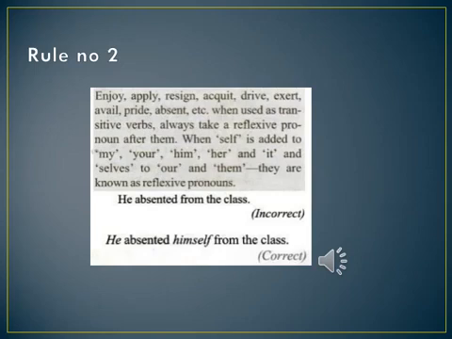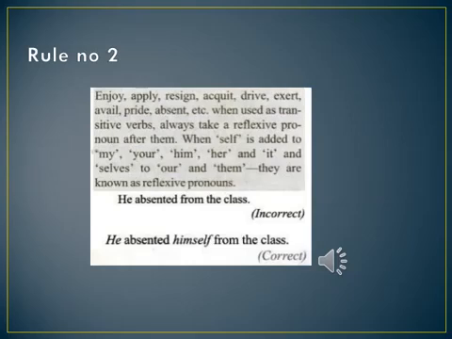Now, he absented, he is there. So what should be the reflexive pronoun there? Himself. You can't say he absented from the class. You have to say he absented himself from the class. We enjoyed ourselves. Along with enjoy also you have to use a reflexive pronoun.